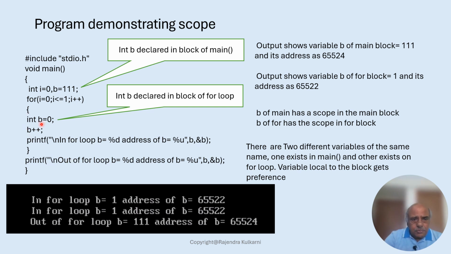So this b will be used as a variable with its value assigned to it within the for loop. This b, even though it is inside the main, should be available to for loop, but since for loop has another variable b, whatever is declared within the loop will get the preference. So simply saying, variable local to the block gets preference.